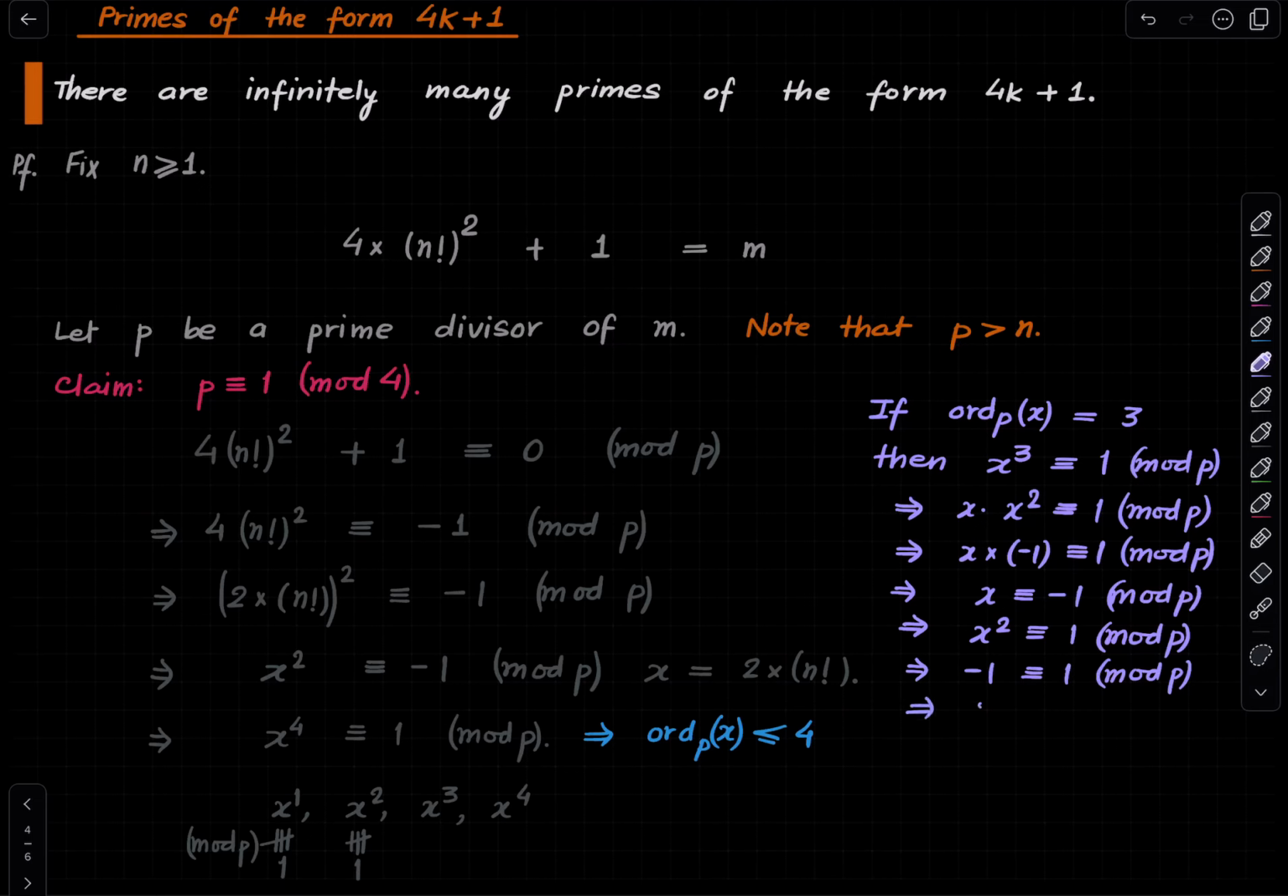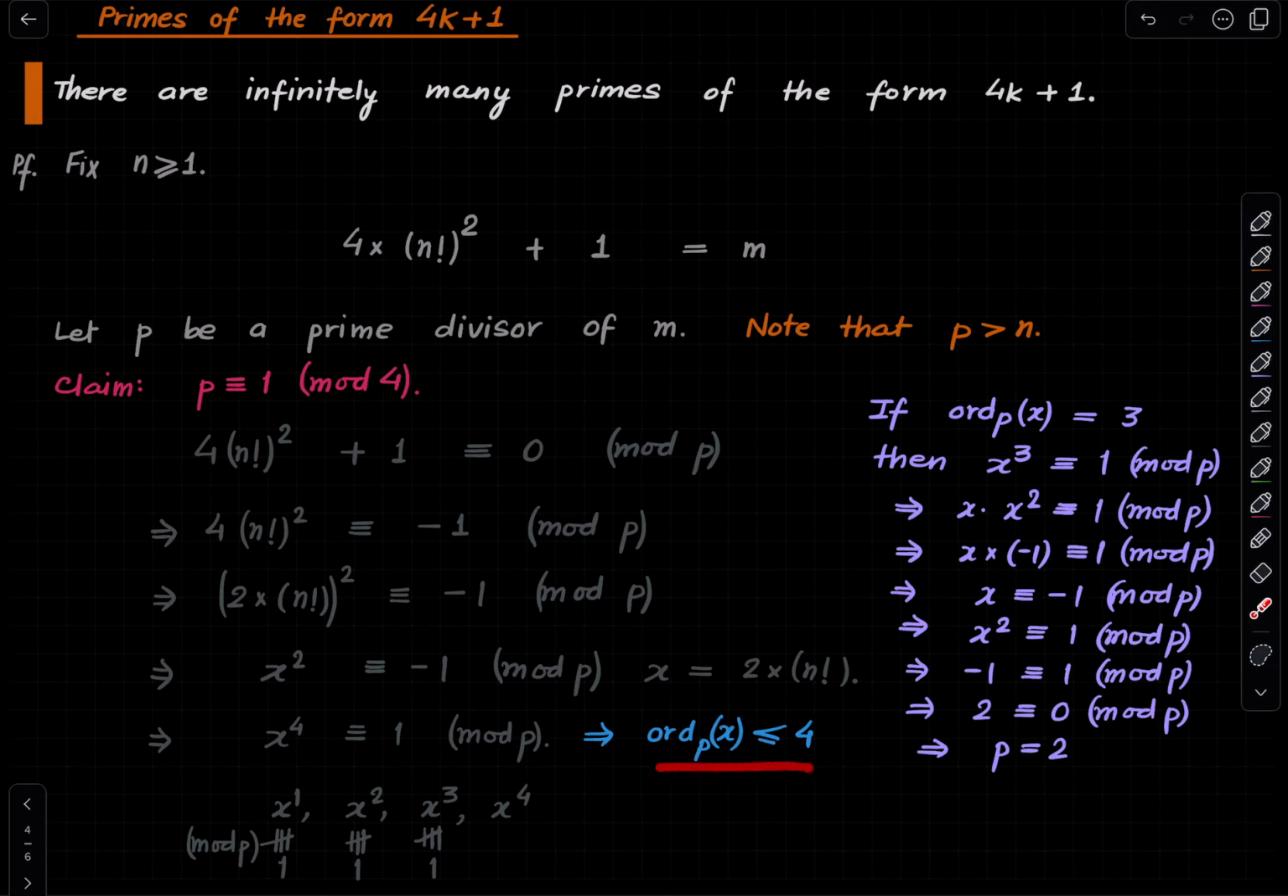which implies 2 is congruent to 0 modulo P, which means P divides 2, and which means P is equal to 2. P is a prime. But can P be equal to 2? Well, P is a divisor of this number. This is an odd number. This is not divisible by 2. So no, this is a contradiction. So the order of x cannot be 3. So this is also not congruent to 1 modulo P. So what we deduce is that the order of x modulo P is actually equal to 4.